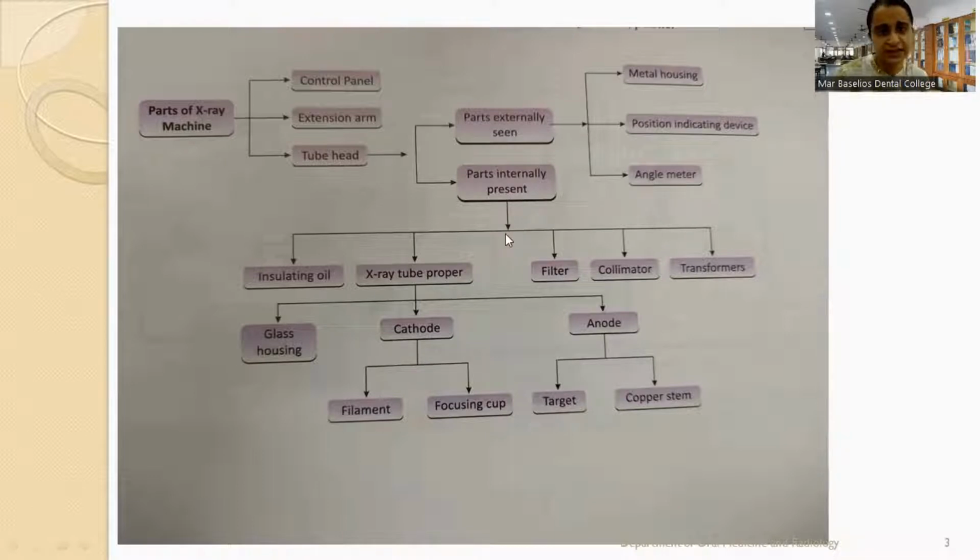The parts that are seen internally include the insulating oil, the X-ray tube proper, filter, collimator and the transformer. The X-ray tube proper is again divided into cathode and anode, which are enveloped in a glass house. The cathode is made up of filament and focusing cup, whereas the anode is made up of the target, that is the tungsten target embedded in copper stem.